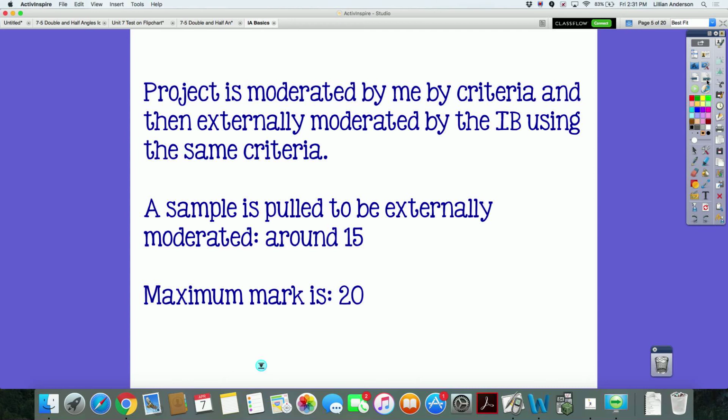And the reason why it's so many is because there's so many of y'all. This year I had 9. If it's under 12 students, they only take 5. So it was like a 50-50 chance that my seniors this year got it. And like I said, a maximum mark of 20.